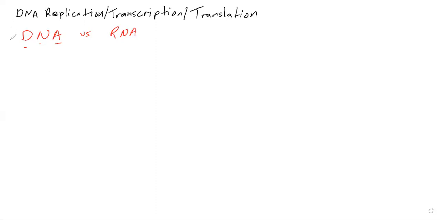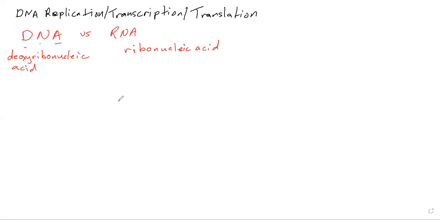Deoxyribonucleic acid for DNA, and RNA will be ribonucleic. That is correct. So we have deoxyribonucleic acid, and RNA is just ribonucleic acid.